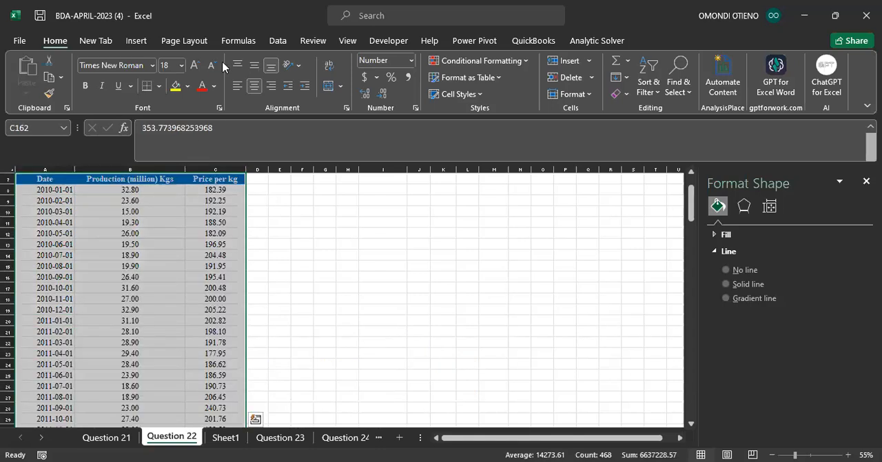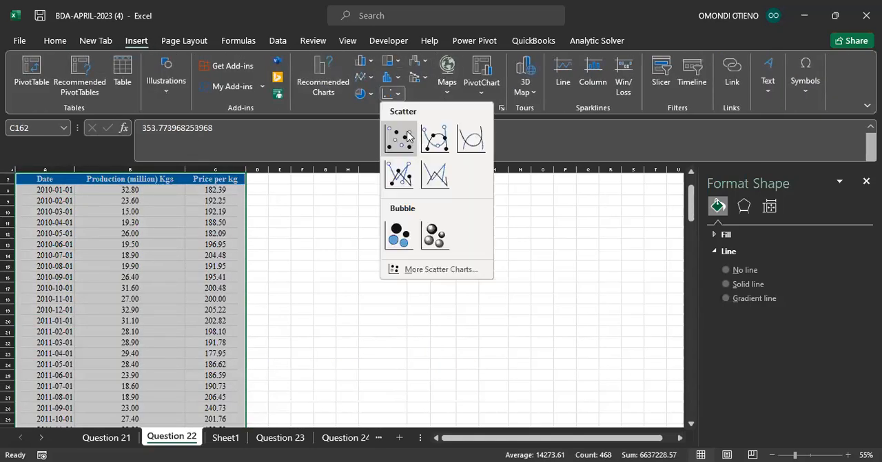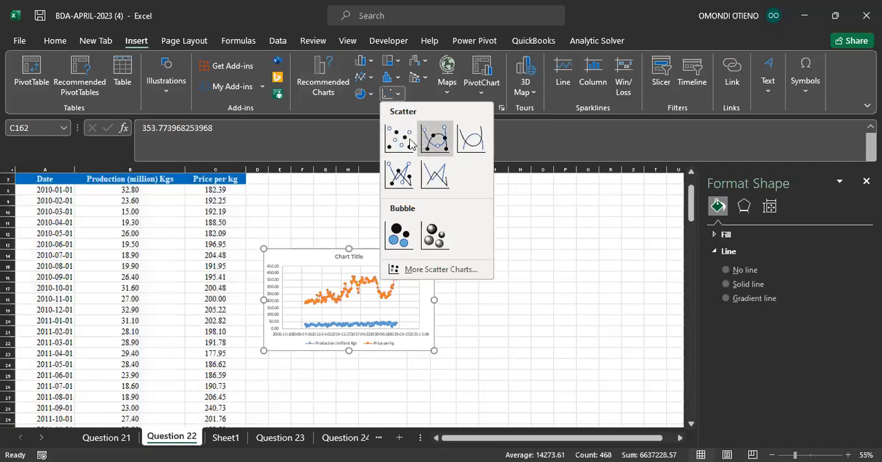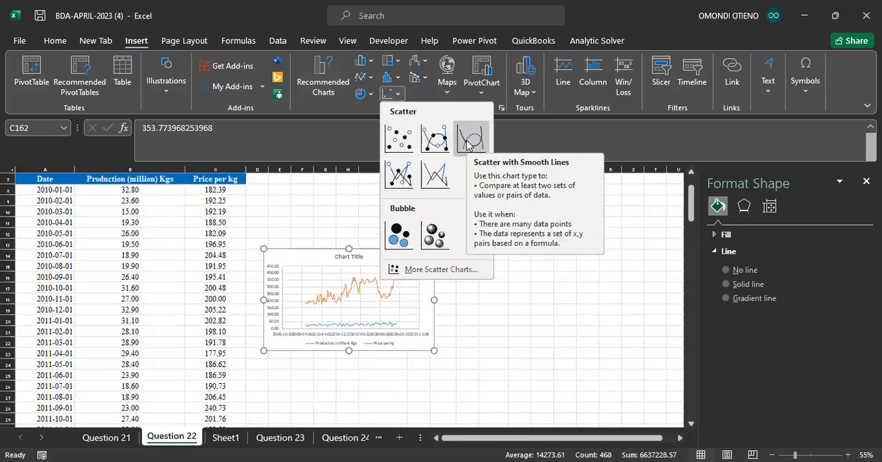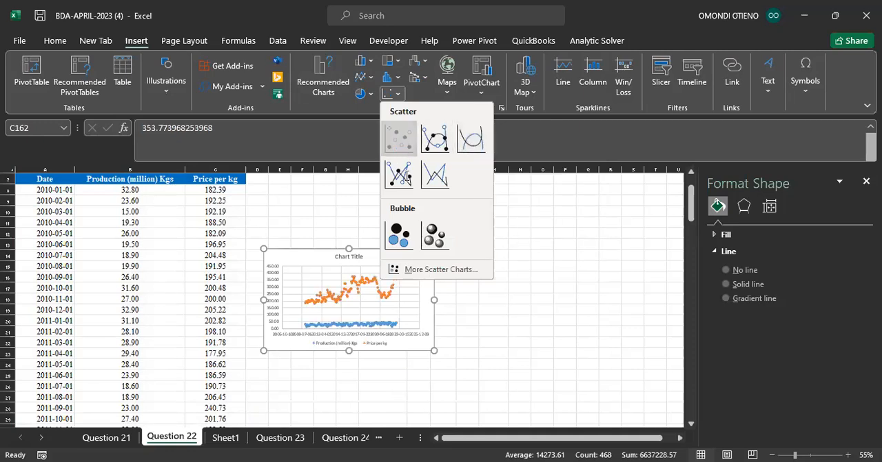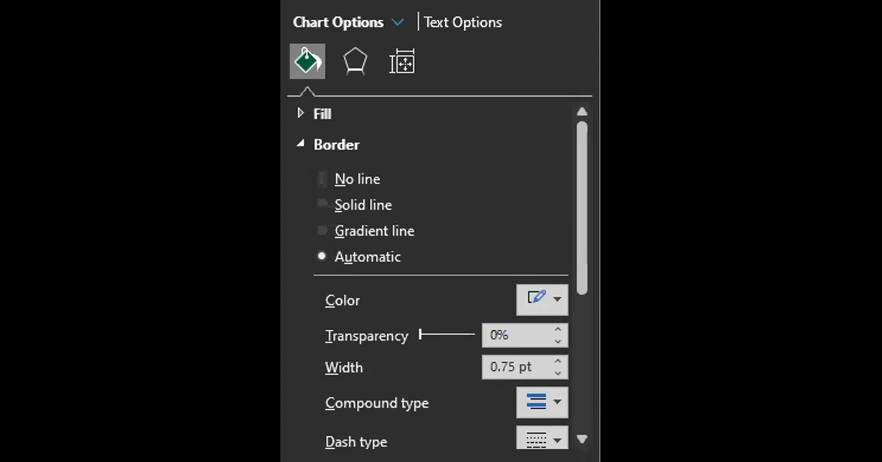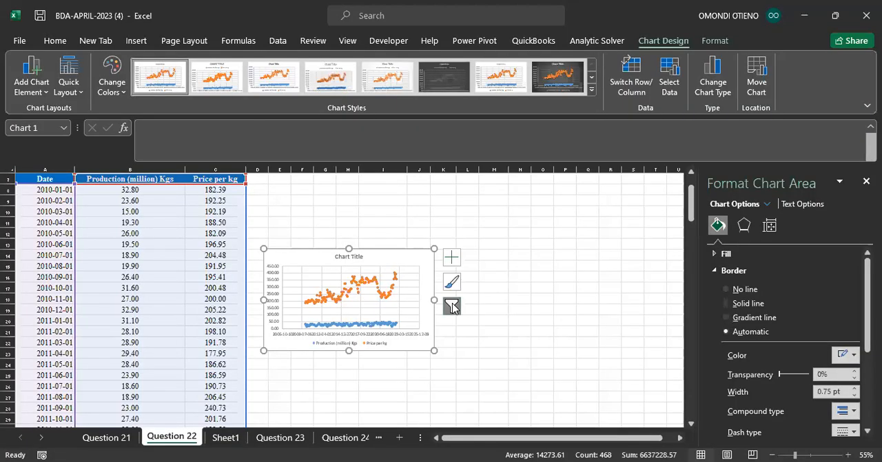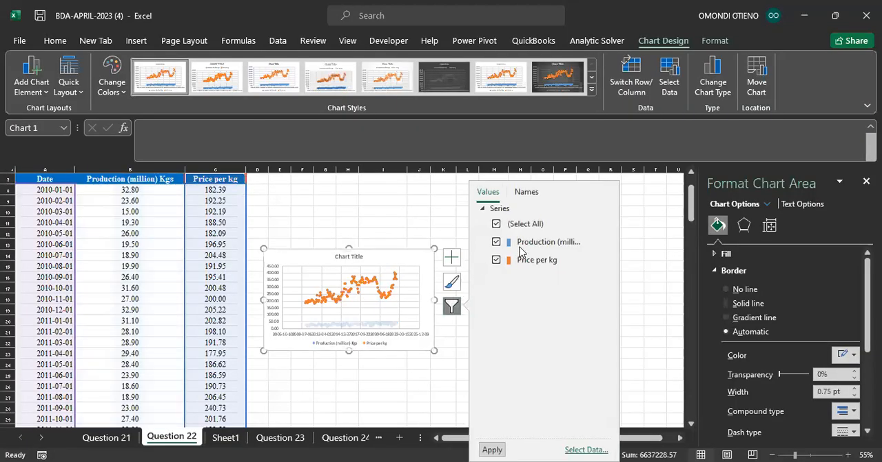Having selected that, you go to insert. Which one do you want to draw? This one here. Okay, you can go with this one here, or even just have the scatters. But now you want to filter out. You don't need production. We only need time. Oh, it has picked.